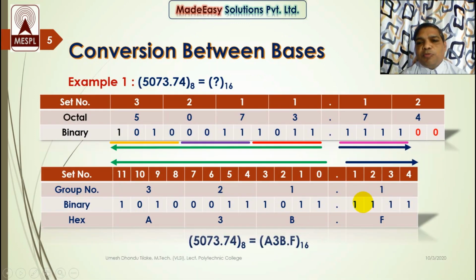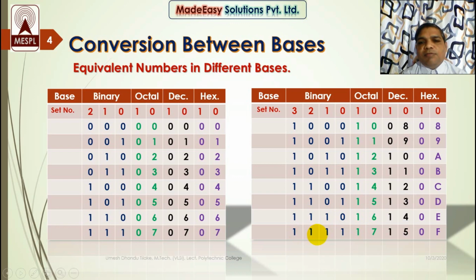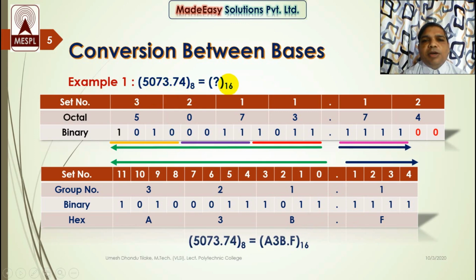Then come to the first group of the fractional part, that is 1111 binary, which is equal to F in hex. You can see over here 1111 is equal to F in hex. Thus we have converted the given octal number into hex. 5073.74 octal is equal to A3B.F in hexadecimal. The same number I have taken here which I had considered in the previous 3 videos, so that you can verify it. You can take any number at home when you practice.